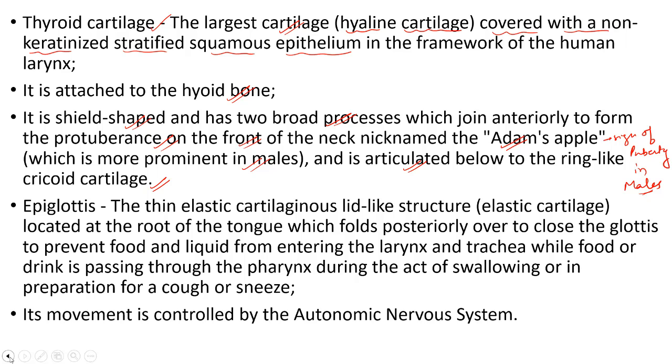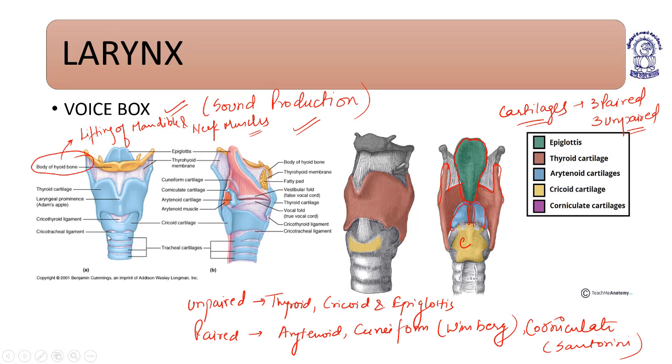Okay, so you can see here, this is the thyroid cartilage. It is like a shield. The protuberance is known as the Adam's apple, the laryngeal prominence. Now it articulates on the cricoid cartilage. This is the cricoid cartilage, this is the articulation.